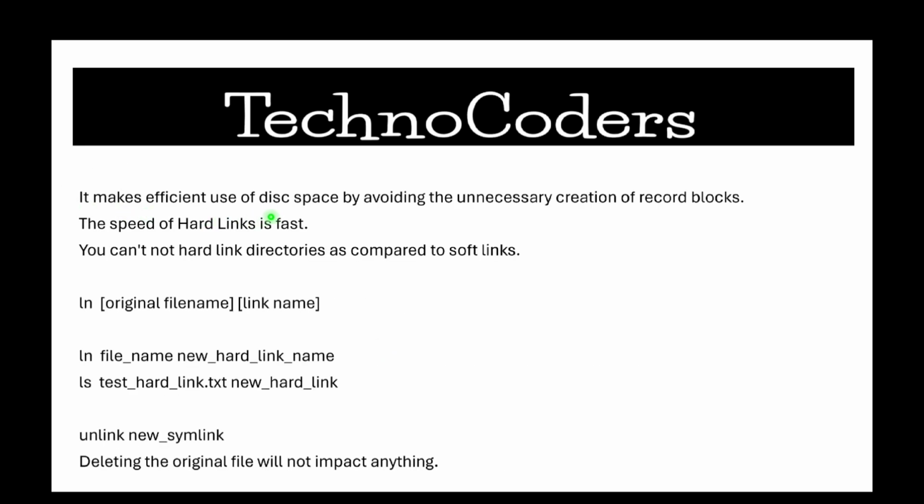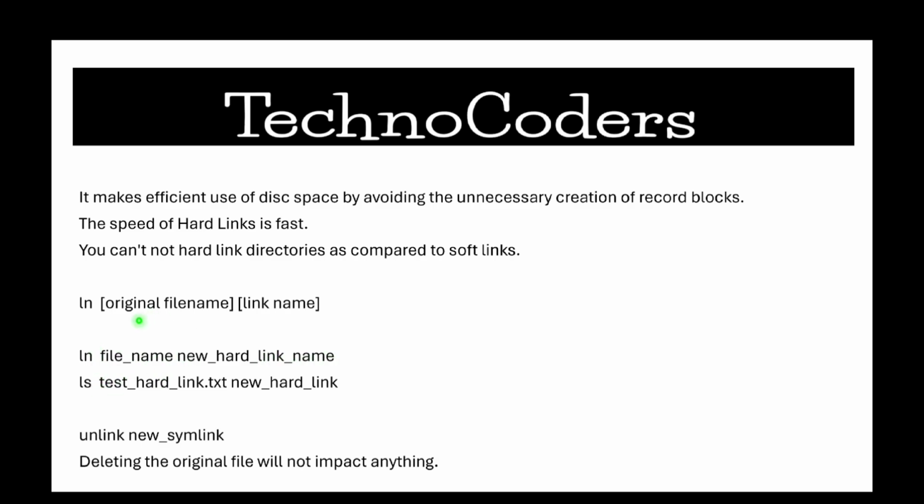So it makes efficient use of the disk space by avoiding the unnecessary creation of a block record. The speed of a hard link is faster. The reason is because you are directly accessing the data block, right? The inode number, so it's faster. You cannot hard link directly as compared to soft link that I explained before. This is the command. Only difference is here you will not be using -s. -s is for soft link. When you want to create a hard link, just use ln, give the file name and give the hard link name you want to create.